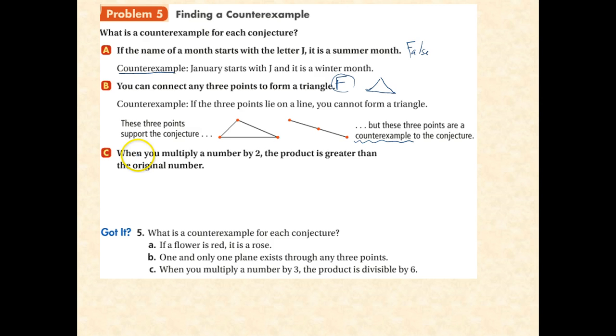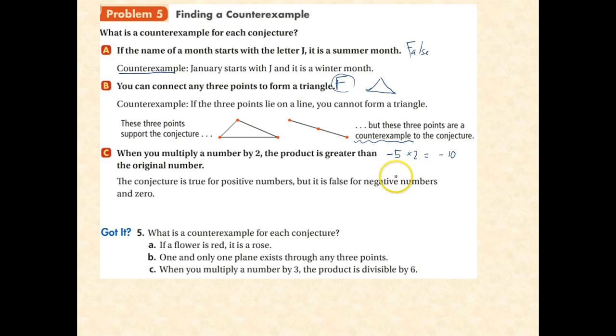So how about C? When you multiply a number by 2, the product is greater than the original number. So take any number, multiply by 2, and you get something bigger than what you started with. Well, think about any positive number, and that works. If I start with 10 and I multiply by 2, I get 20, which is greater. But what if I take negative 5, and then I multiply by 2, I get negative 10, which is less than negative 5. So that's a counterexample. So just pick a negative number. Negative 4 times 2 is negative 8, and negative 8 is not greater than negative 4.